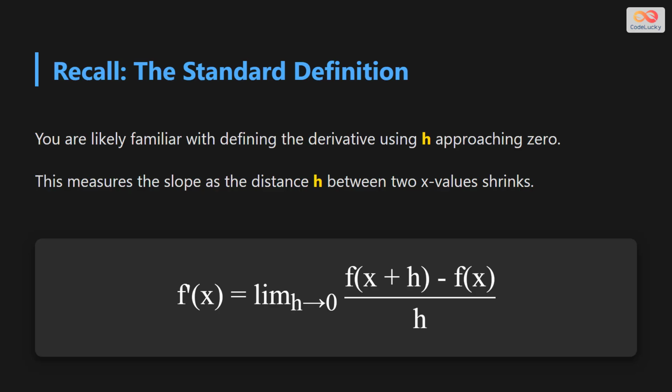Let's briefly recall what you likely already know. The standard definition of the derivative uses a variable h. This h represents the small distance between two input values. As h shrinks to 0, the 2 points on the graph get closer together, giving us the instantaneous rate of change.